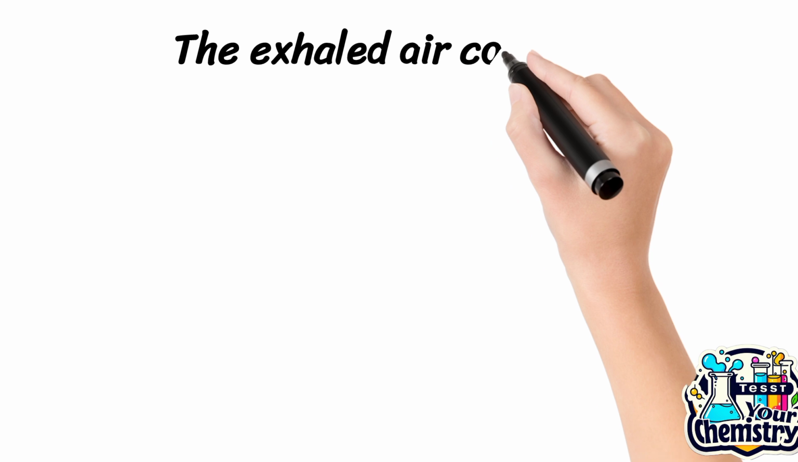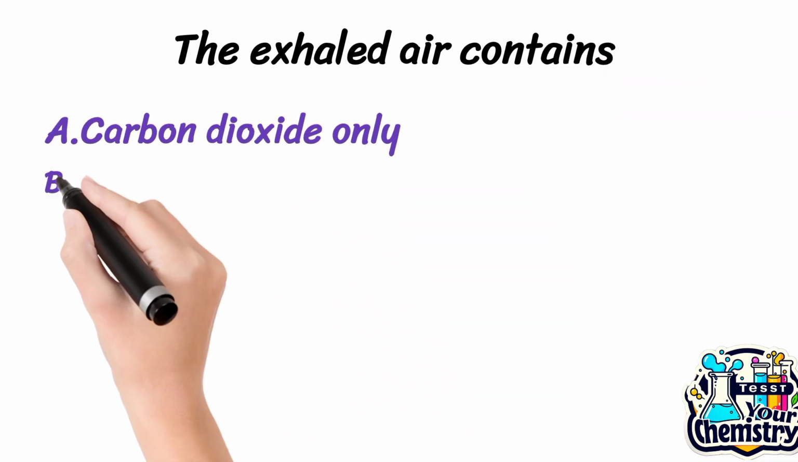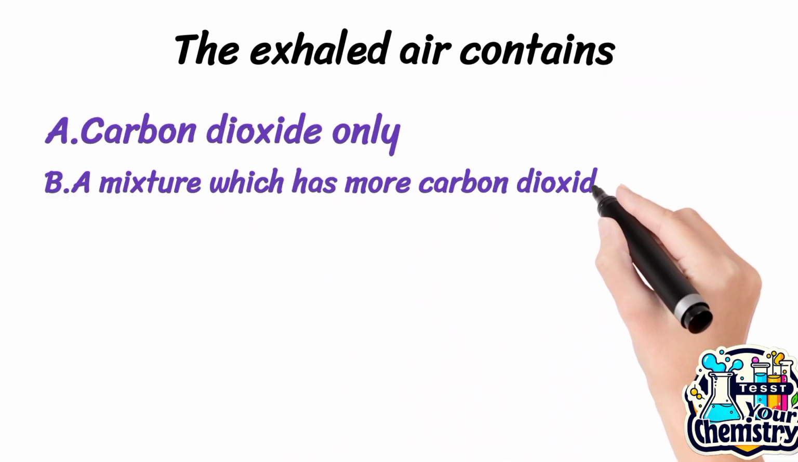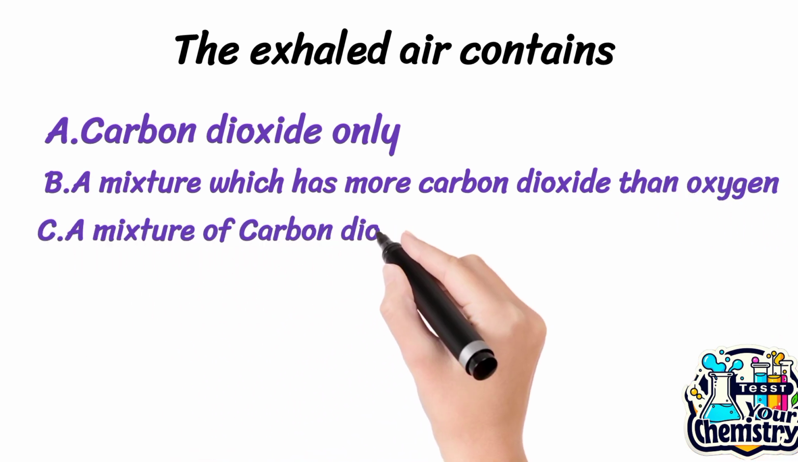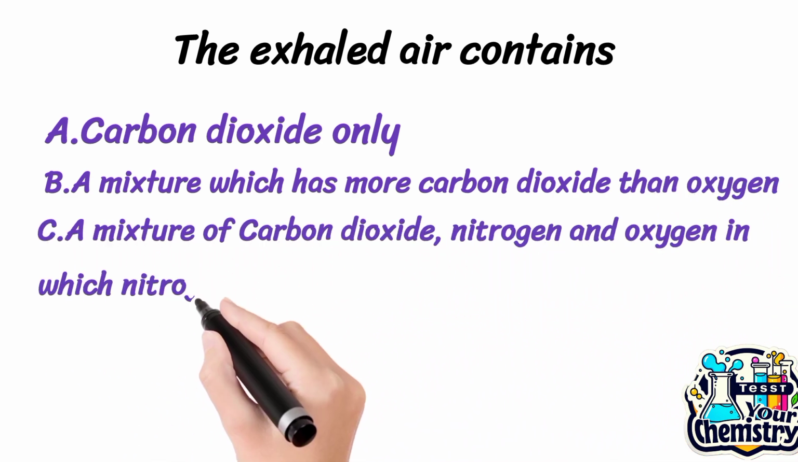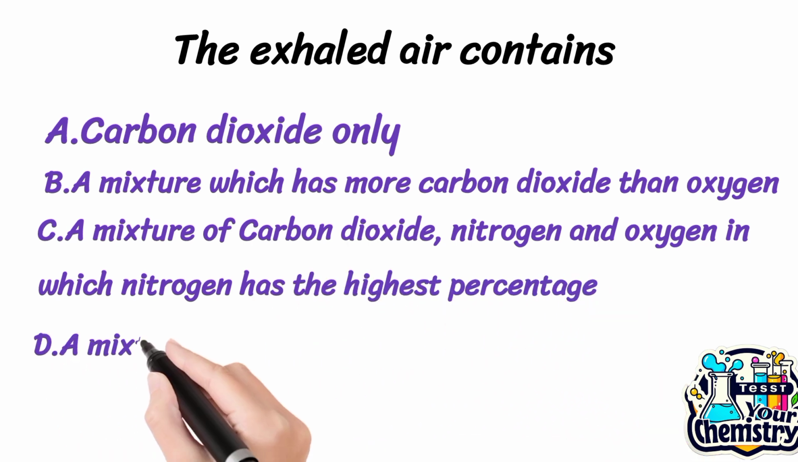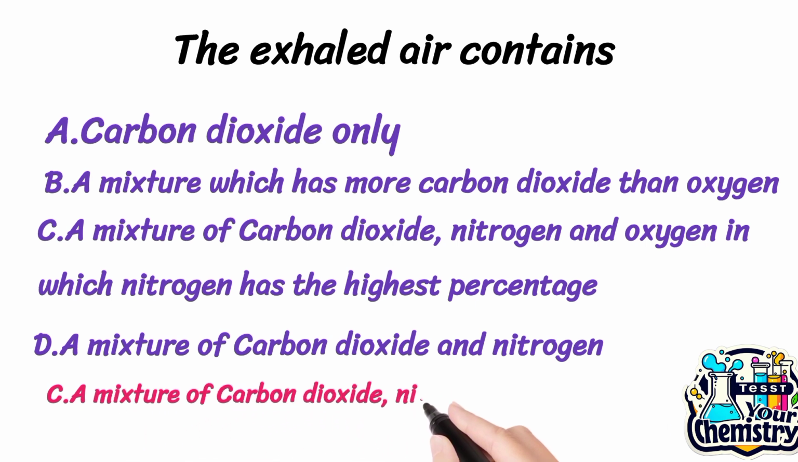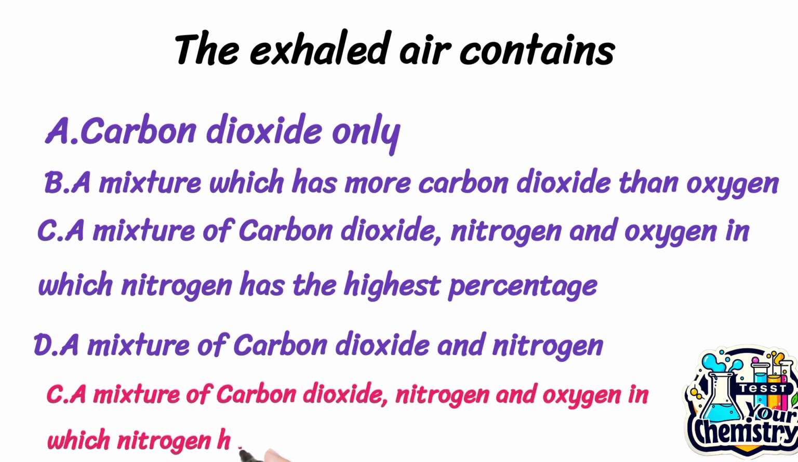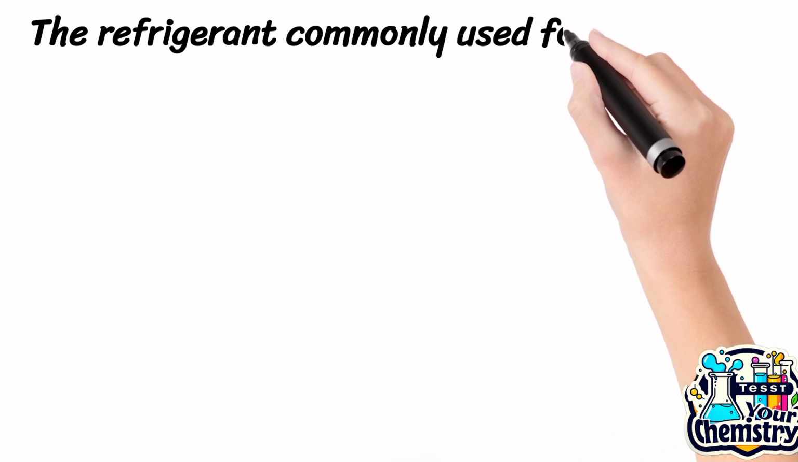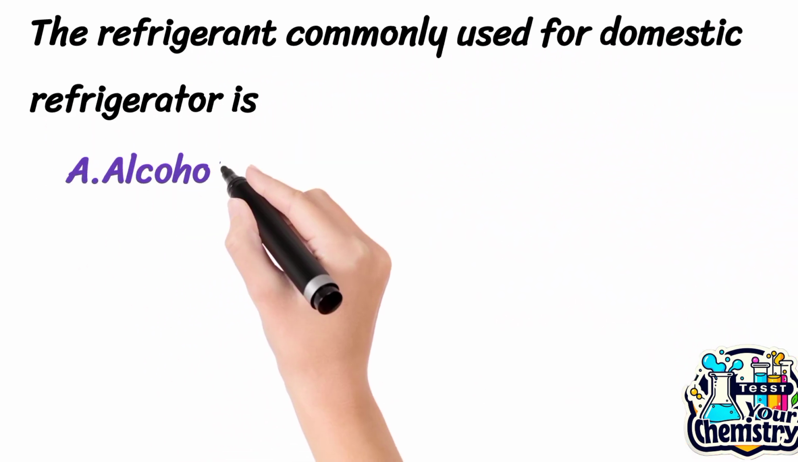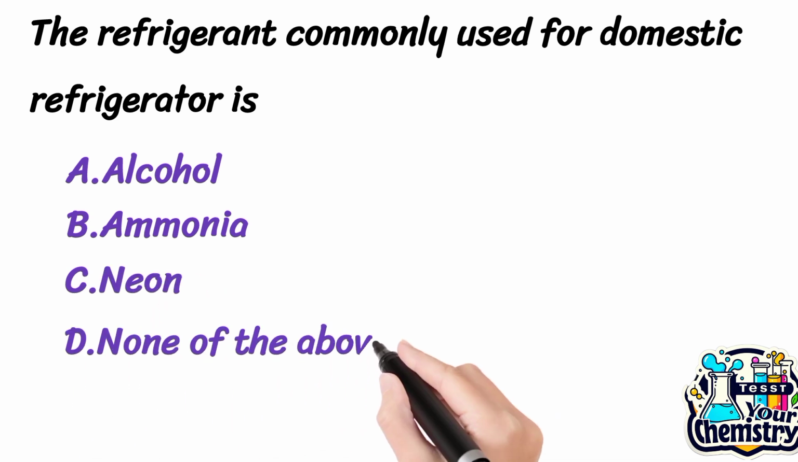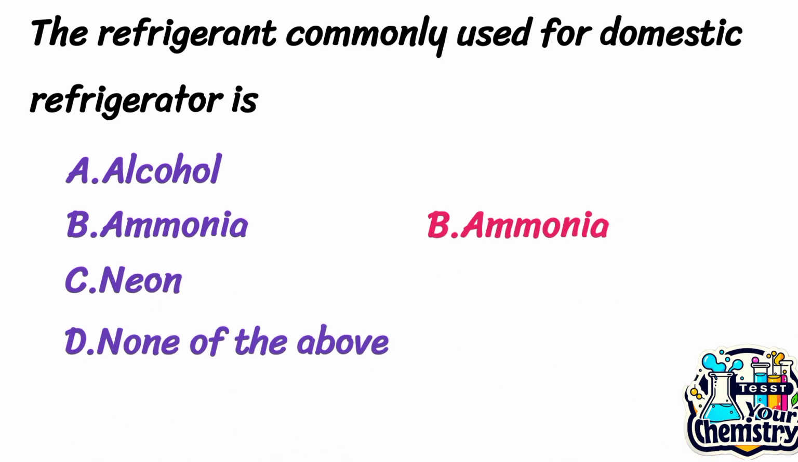The exhaled air contains carbon dioxide only, a mixture which has more carbon dioxide than oxygen, a mixture of carbon dioxide, nitrogen, and oxygen in which nitrogen has the highest percentage, a mixture of carbon dioxide and nitrogen. Correct option is option C, a mixture of carbon dioxide, nitrogen, and oxygen in which nitrogen has the highest percentage. The refrigerant commonly used for domestic refrigerator is alcohol, ammonia, neon, none of the above. Correct option is option B, ammonia.